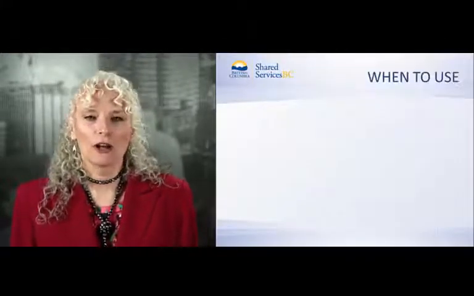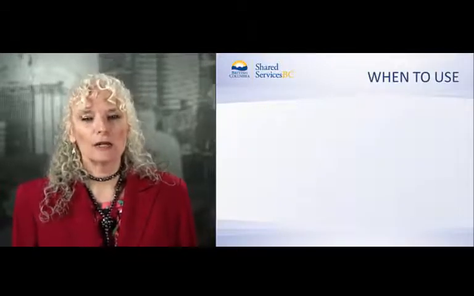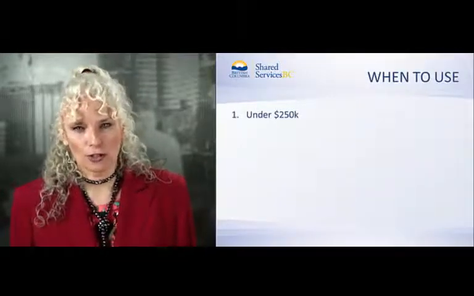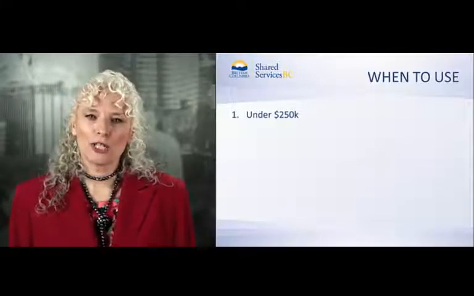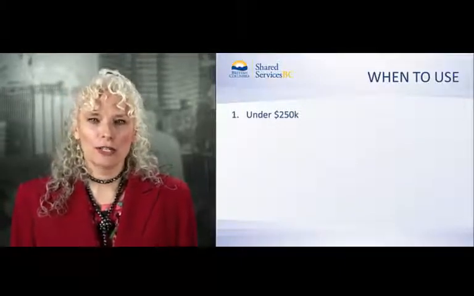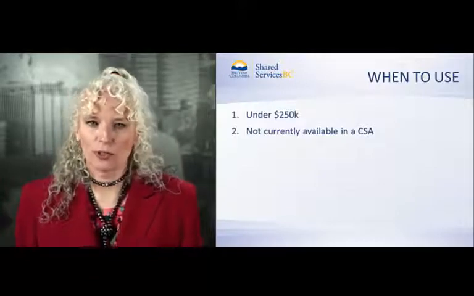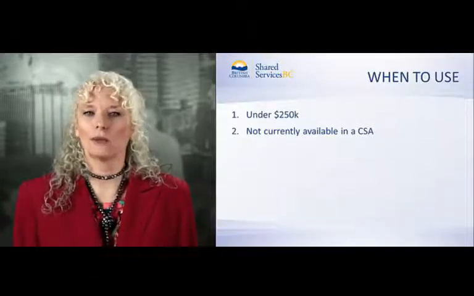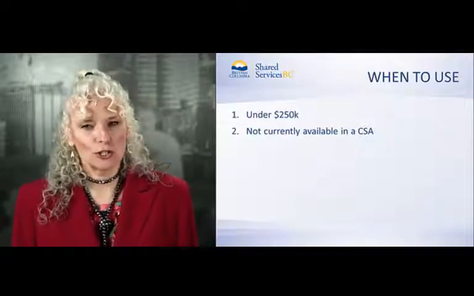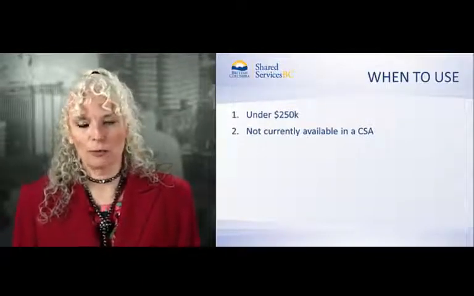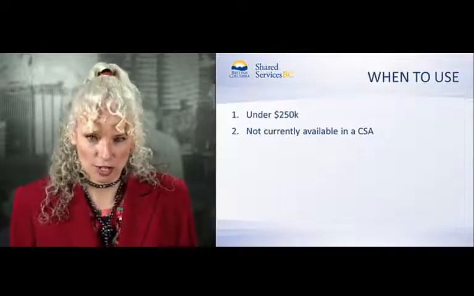First thing to look at is the dollar value of your contract. It needs to be under $250,000. This is a key point to the SRFP. And also, you need to make sure that there's not a CSA, or a corporate supply arrangement, currently available that you can use that would procure the goods or services that you're looking for. If there is, it's much easier to use the CSA. You simply order from it without having to do a separate procurement process.